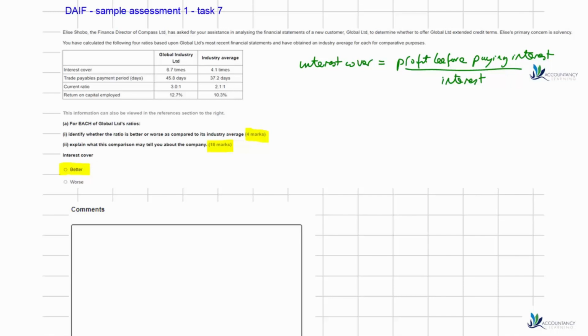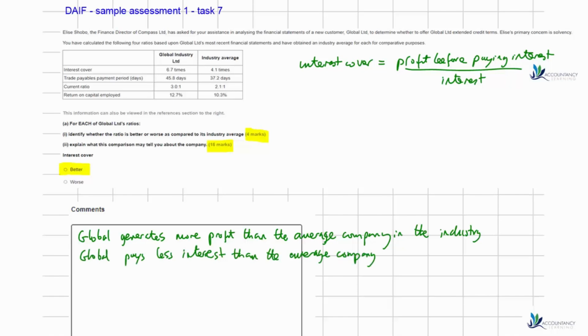Why has the number on the top changed? Why has the number on the bottom changed? In this particular case then, for interest cover, the numerator is the profit before paying interest. So we can make a comment that Global generates more profit than the average company in the industry. We know that the interest cover is bigger and therefore the numerator must be bigger. We can similarly do the same for the denominator. So Global pays less interest than the average company. Remember, the interest cover is bigger than the industry average, which means that the denominator must be smaller than the industry average.